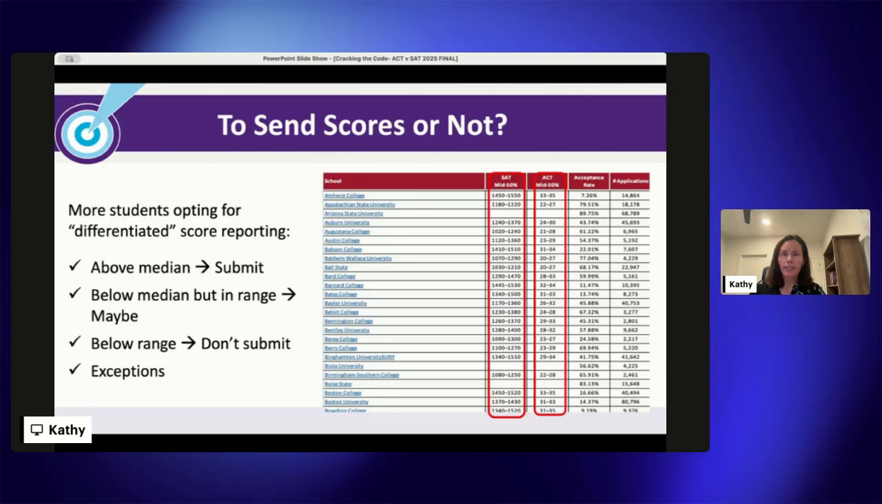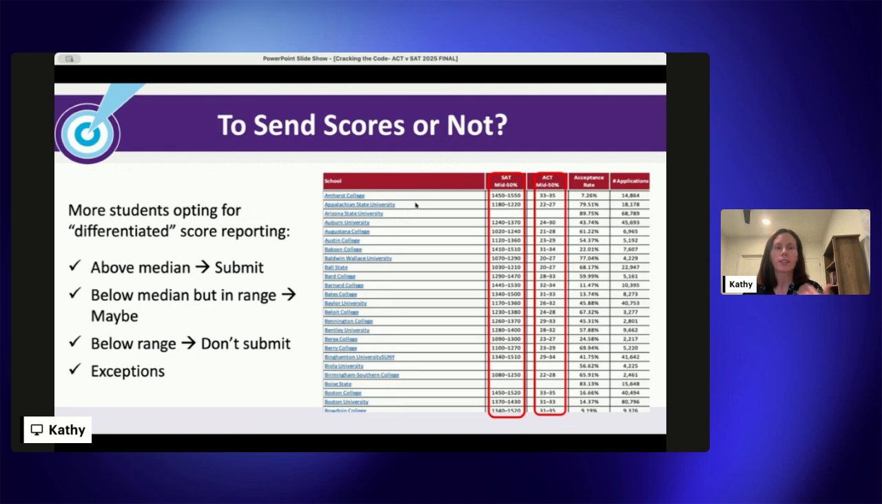So here's a good rule of thumb. And remember that there is a little nuance. So above median, submit. Below median, but in range, maybe. And actually, we've updated that advice a bit to lean more towards yes. Below range, don't submit. And again, I mentioned those exceptions.